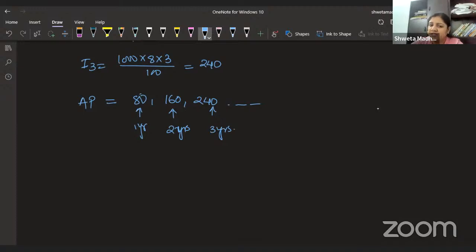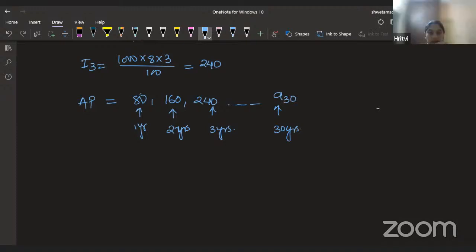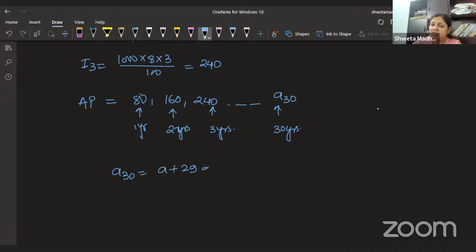So 30 years you are asking in the question. In 30 years, that means you have to calculate A30. So A30 is equal to a plus 29d. From this AP, first term a is 80. Difference is also 80. 29 into 80. And now don't immediately go and do that calculation, 80 into 29. Don't do that. Use your brain.